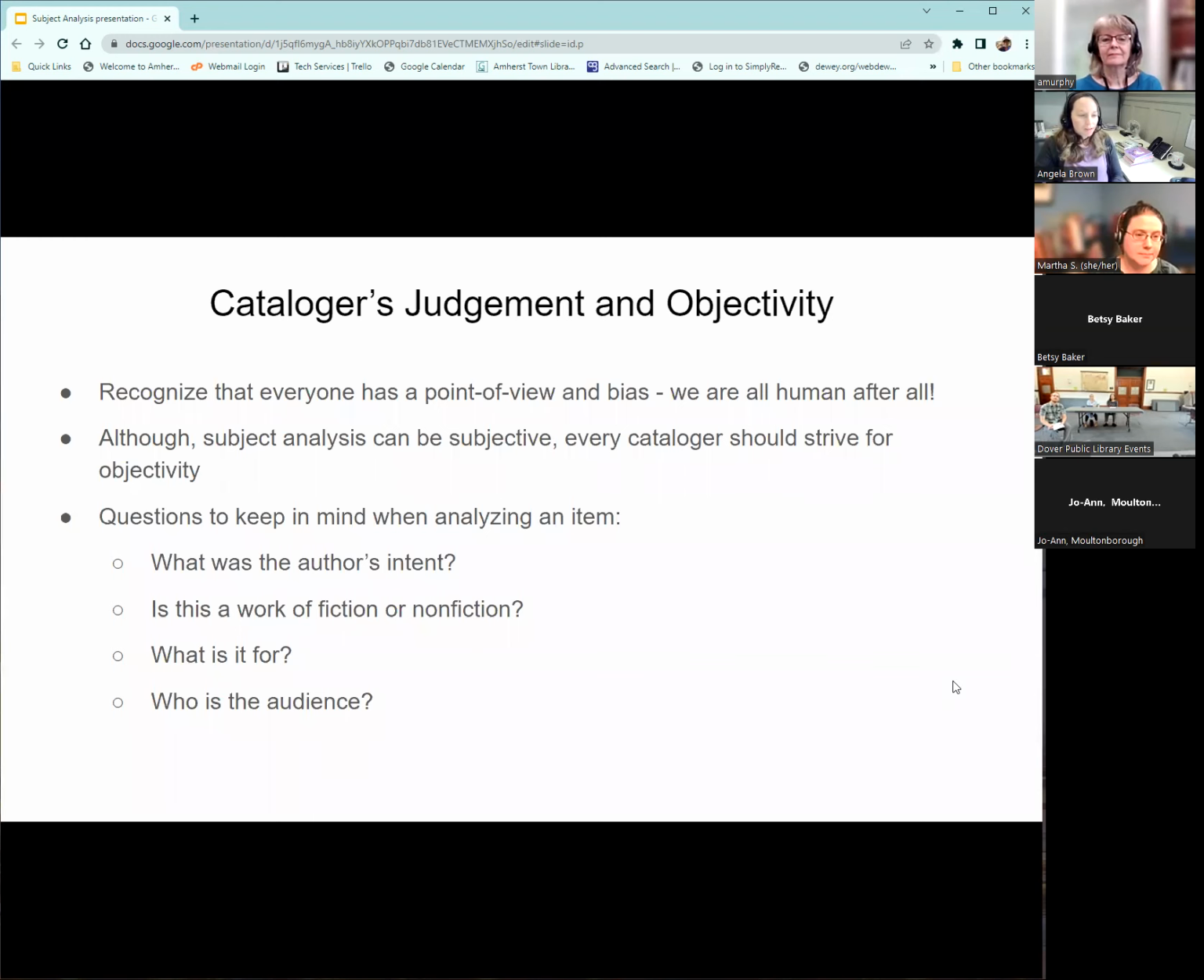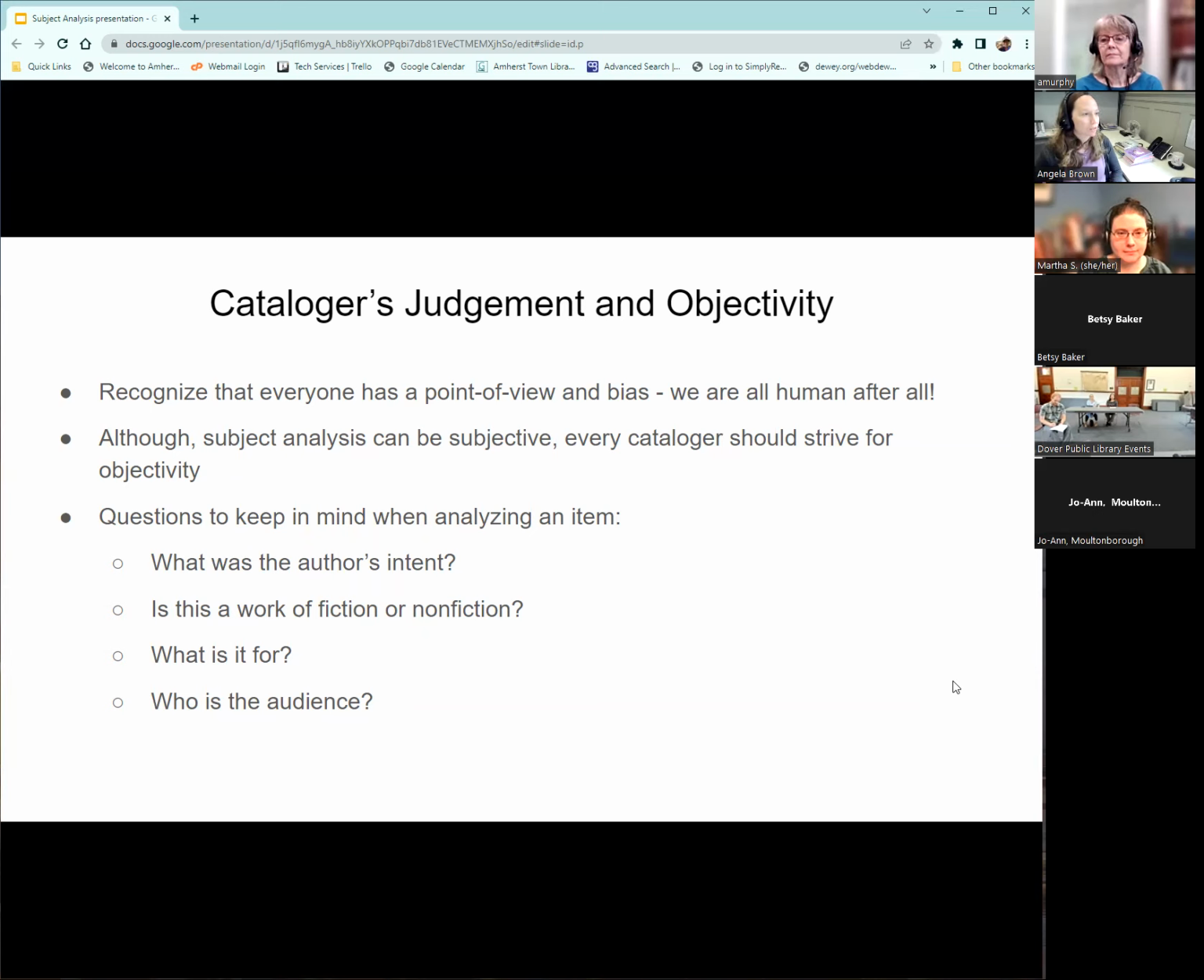So I'd like to end this with another higher concept idea of catalogers' judgment and objectivity. When you're cataloging something, when you're looking at a cataloging record, it's really important to recognize that everyone has a point of view and a bias. We're all human after all. We're all influenced by our own culture, personal experience, political leanings, tastes, and it's important to recognize these, especially when cataloging a work with content that we might disagree with. And also to keep this in mind when looking at subject headings for a work as well.